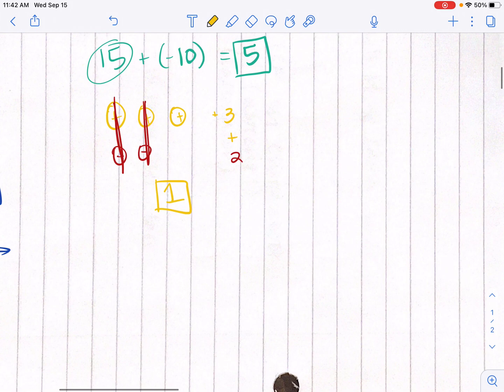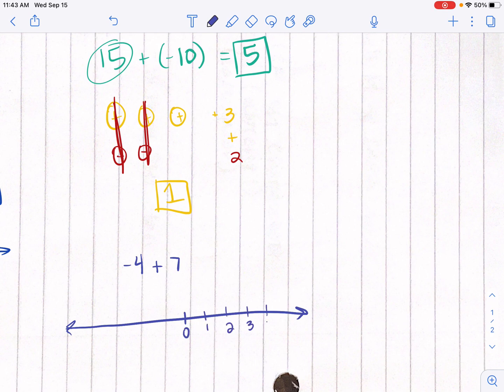Okay, let's talk about this on the number line. If I had negative 4 plus 7, let's show that on the number line. My 0 is going to be about in the middle. I have 1, 2, 3, 4, 5, negative 1, negative 2, negative 3, negative 4, negative 5. All right, so I always start at 0. And my first number is negative 4. So I'm going in the negative direction, or to the left, 4 spaces. 1, 2, 3, 4. This is where I ended up, at negative 4.